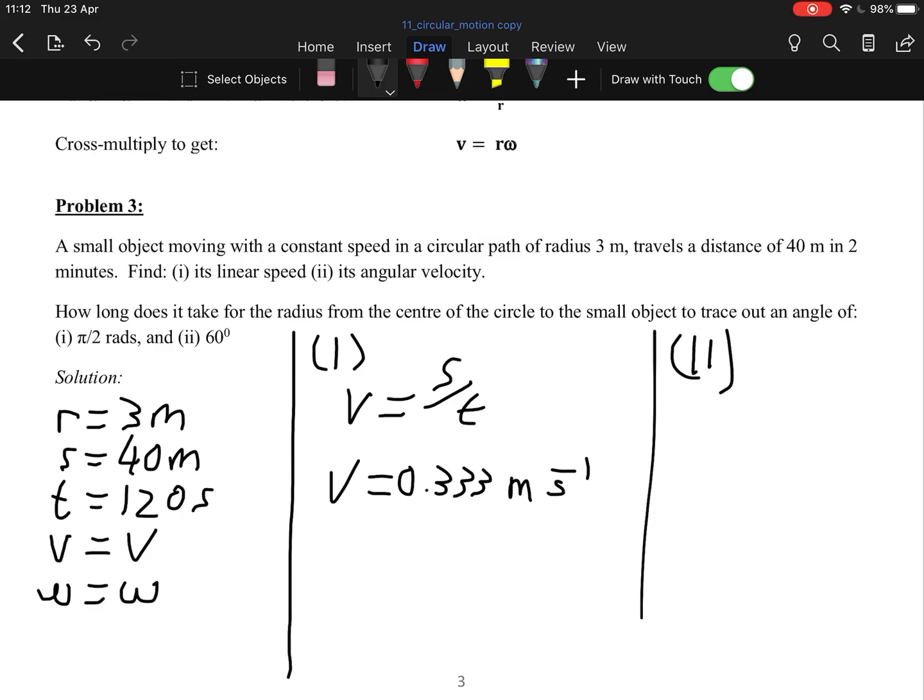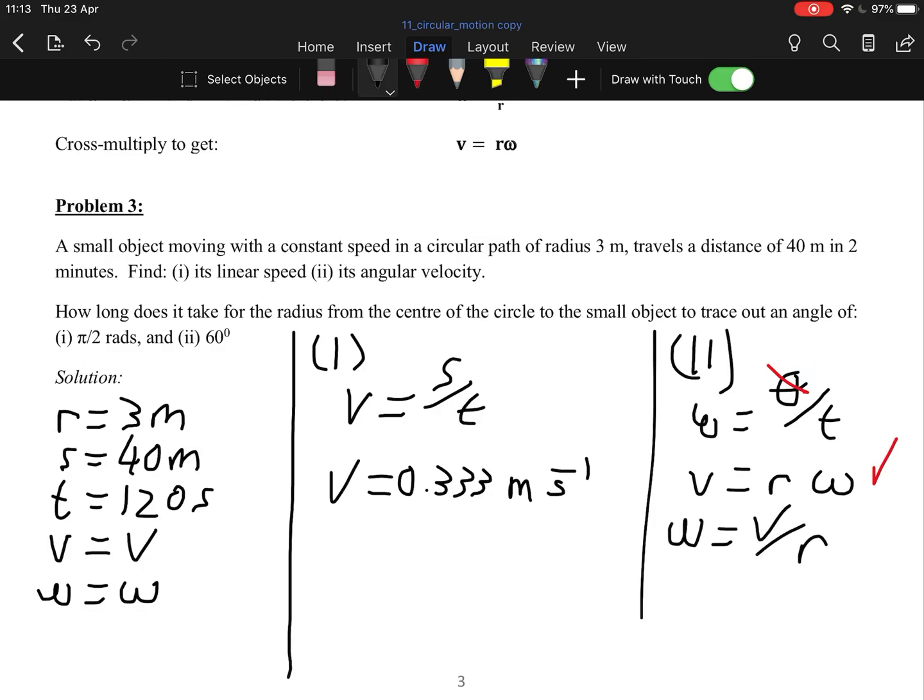Part 2, find the angular velocity. Again, go to the log tables. What do we have? We have omega equals theta over t, and we have V equals R times omega. So which one should we use? I kind of gave it away there. We're going to use the second one. Why? We do not have theta, so we can't use the first. So we have to use this one, okay?